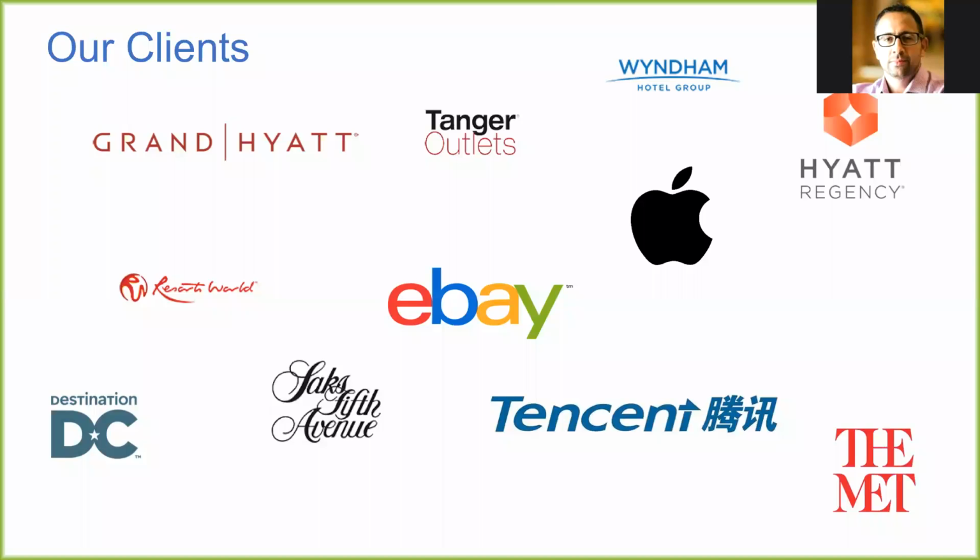So just a little bit about some of our clients. We work with big and small clients, right? We work with customers like Apple and eBay. And we work with destinations like the city of Washington, D.C. And then from a hospitality perspective, organizations like Grand Hyatt and Wyndham and Hyatt Regency. Then we work with retailers like Saks Fifth Avenue and malls like Tanger Outlets. And we even have Tencent as a client of ours. So the Tencent English WeChat account is managed on our platform. That's a fun fact. And then we work with some cultural organizations like the Met. Fun fact about the Met, 1/3 of all Chinese tourists that come to New York City go to the Met.